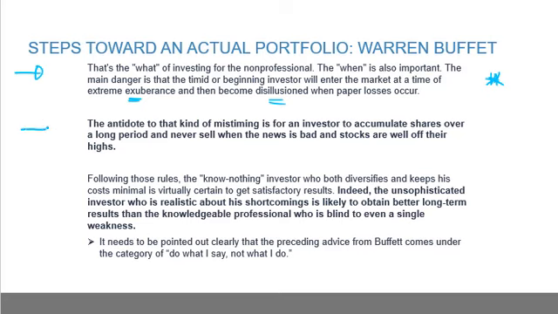You become disillusioned. So what he's saying is that the antidote to that kind of mistiming is for an investor to accumulate shares over a long period and never sell when the news is bad and stocks are well off their highs. So that's the buy and hold advice. Following those rules, the know-nothing investor who both diversifies and keeps his costs minimal is virtually certain to get satisfactory results. Indeed, the unsophisticated investor who is realistic about his shortcomings is likely to obtain better long-term results than the knowledgeable professional who is blind to even a single weakness. And I think that's the key thing.